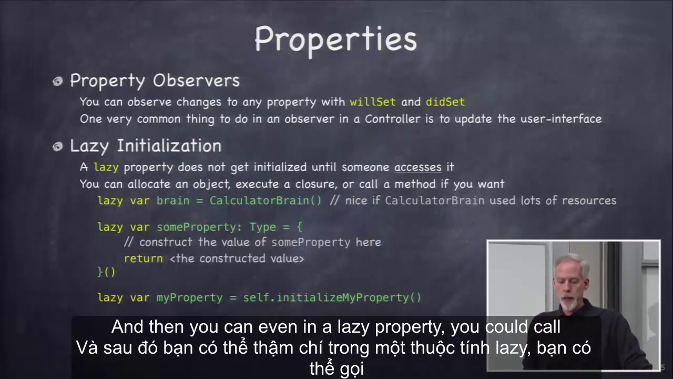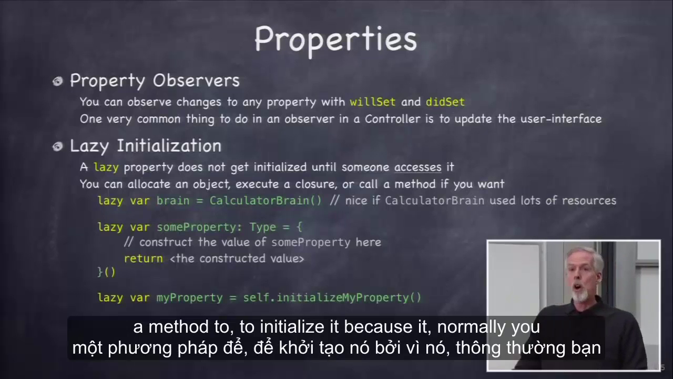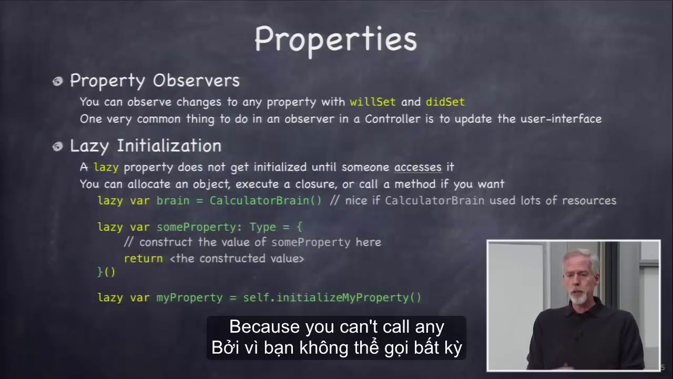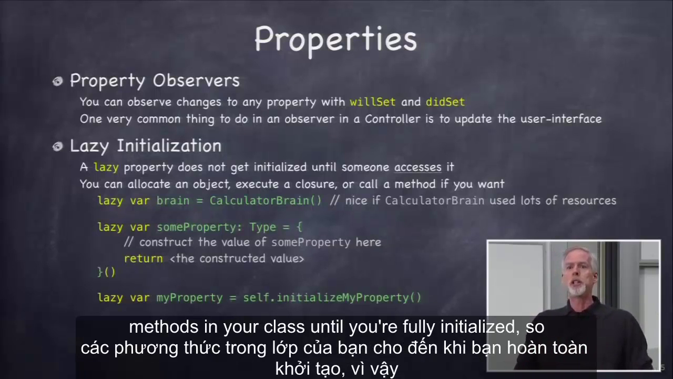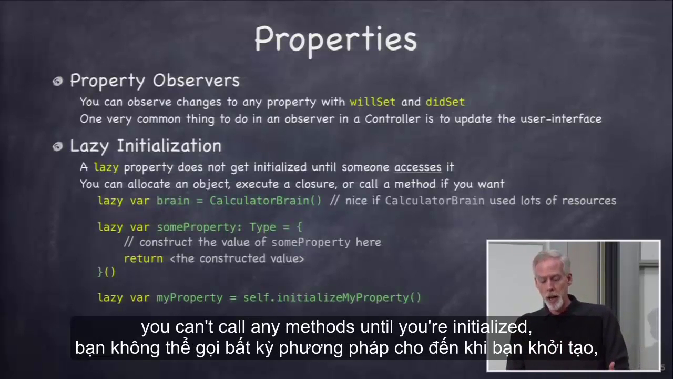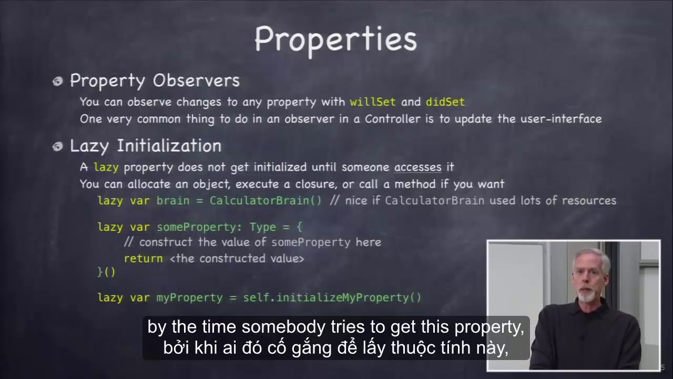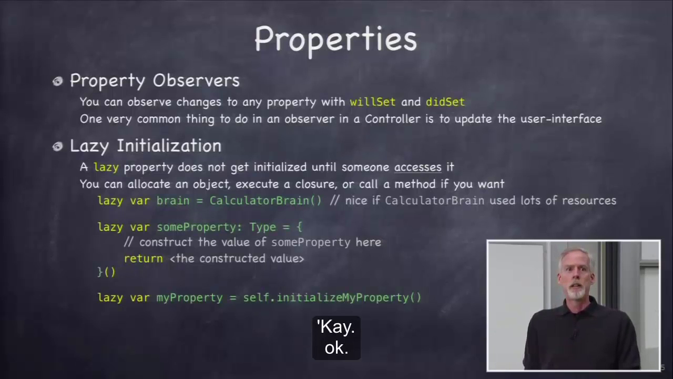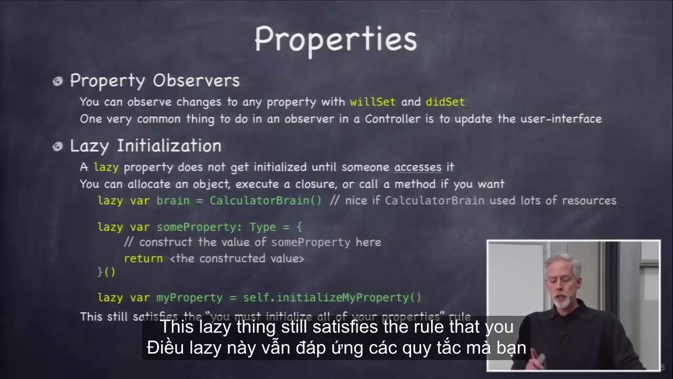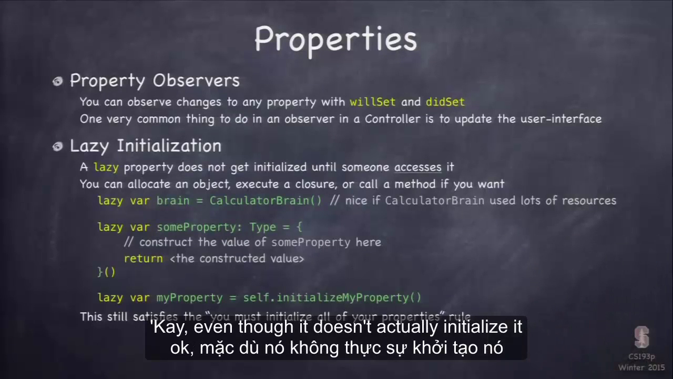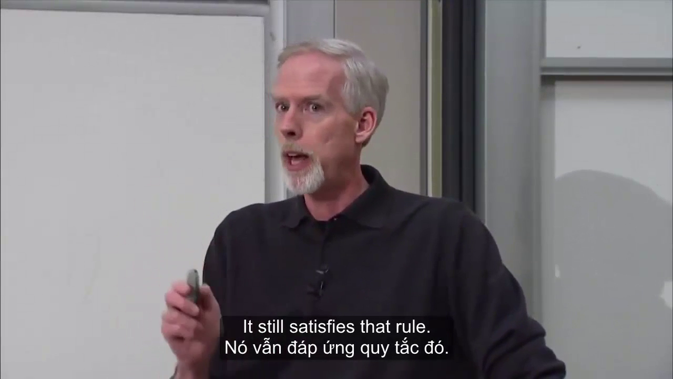Okay? And then in a lazy property, you could even call a method to initialize it, because normally you wouldn't be able to do this if you didn't say lazy, because you can't call any methods in your class until you're fully initialized. So there's kind of a catch-22 there. But in this case, by the time someone tries to get this property, you'd be fully initialized. So you can call methods. So you see the advantage of lazy there? Okay? This lazy thing still satisfies the rule that you must initialize all of your properties. Even though it doesn't actually initialize it until someone accesses it, it still satisfies that rule.